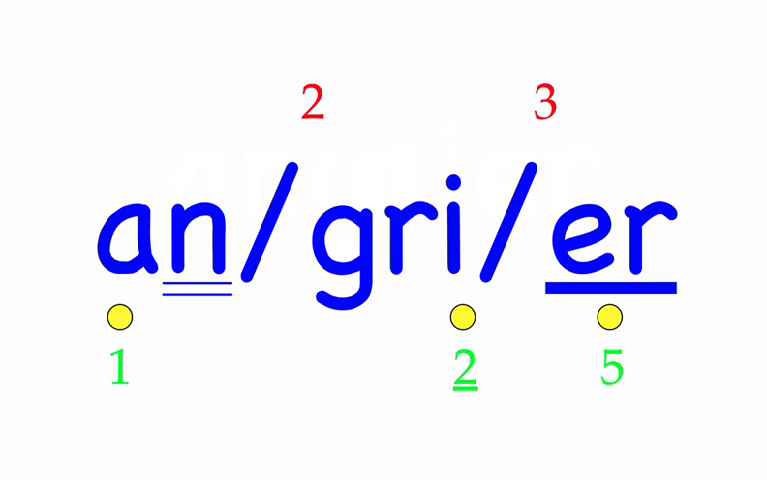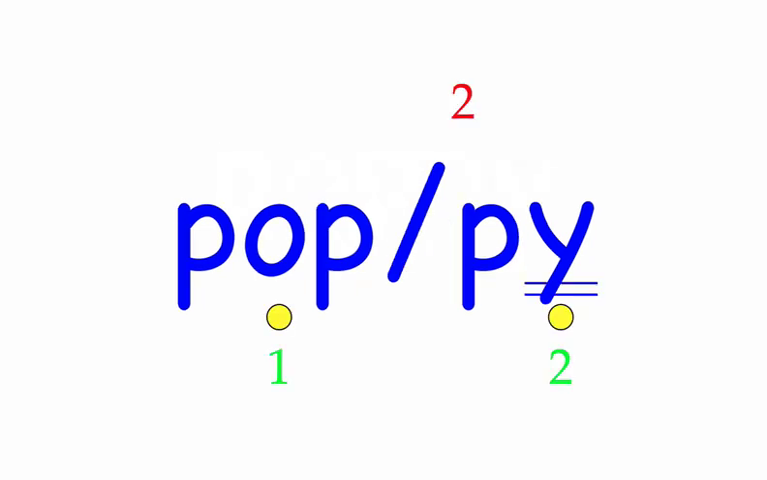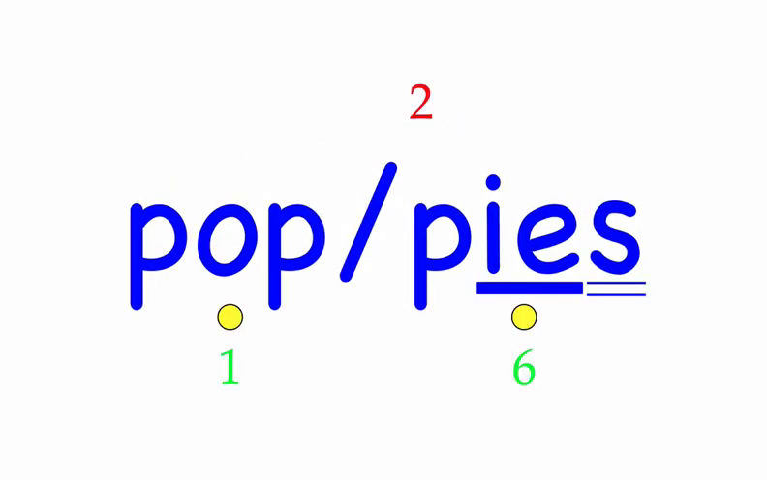Row 5, poppy, poppies. Poppy, two syllables. First syllable, pop, three sounds, p. P, two sounds, e. Poppy, mark the word, poppy. Poppies, two syllables. First syllable, pop, three sounds, p. Peas, three sounds, p, z. Poppies, mark the word, pop, peas.